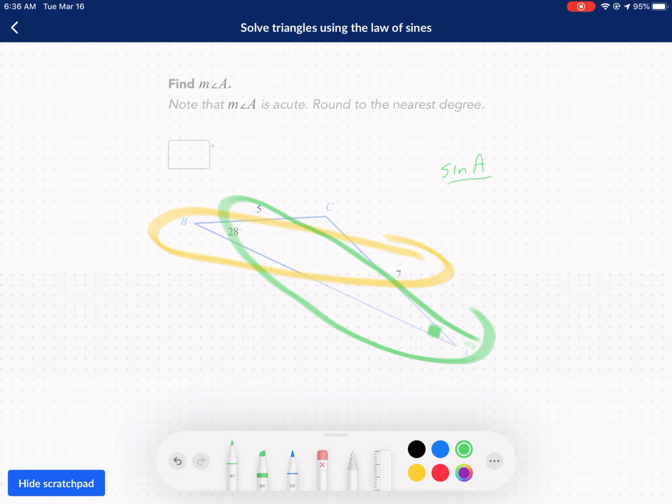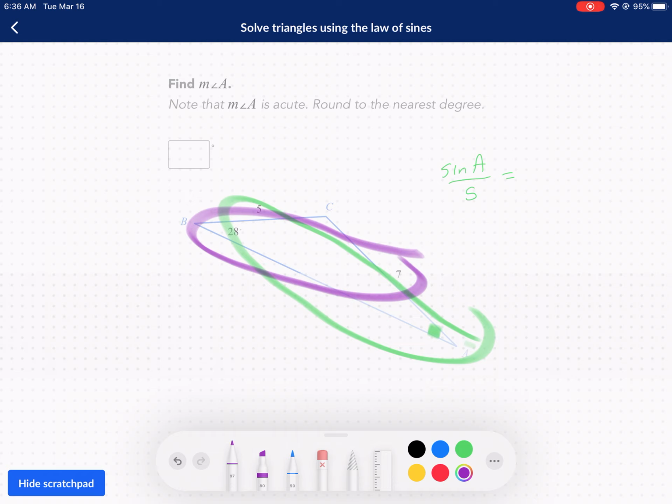Sine of A over 5 is going to be equal to, why'd I use yellow? What a poor choice. Let's use purple. There. That's way cooler. So sine of 28 over 7. So once you get good at it, you can go straight into substituting. All right, cross multiply here. We get 7 times sine of A equals 5 times sine of 28. I divide by 7, divide by 7. Sine of A equals 5 times sine 28 over 7.